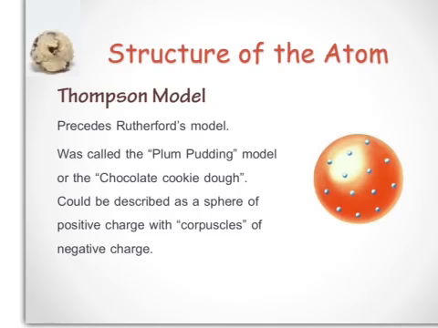This Thomson model was called the plum pudding model, or the chocolate cookie dough. Could be described as a sphere of positive charge with corpuscles of negative charge. Here's a diagram of this model. This big sphere of positive charge, red in color, with these little negative charges being dotted about inside it.